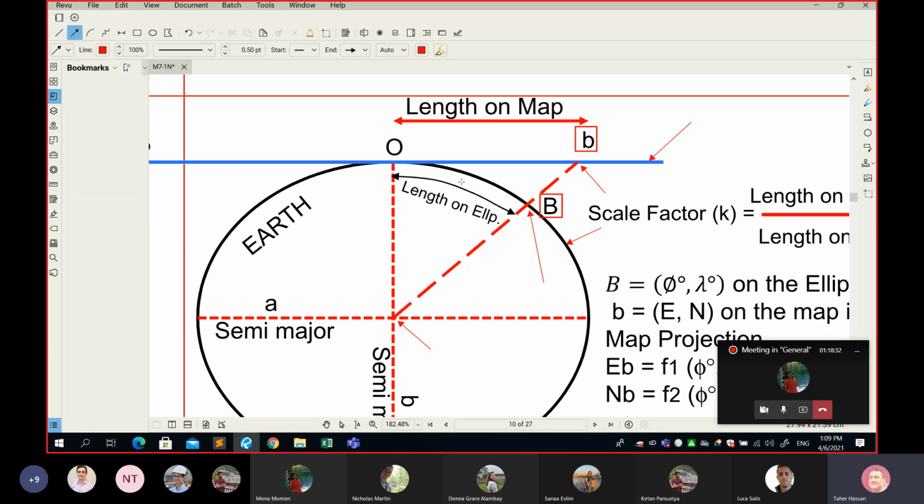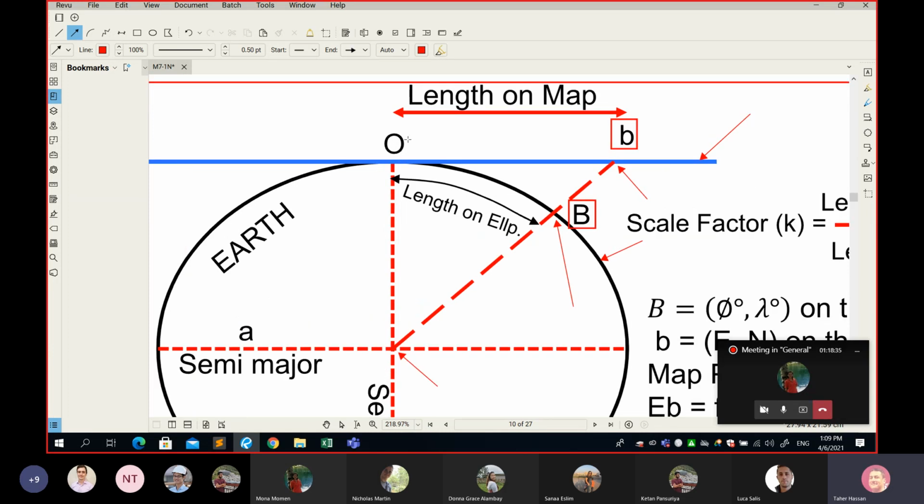I'm going to talk about the length. So I'm going to take another point O, which happens to be the North Pole. Now, between point O and point B on the surface of the Earth, there is a length between the two points on the ellipsoid. Once you do the projection, you don't have uppercase B, instead you have lowercase b.